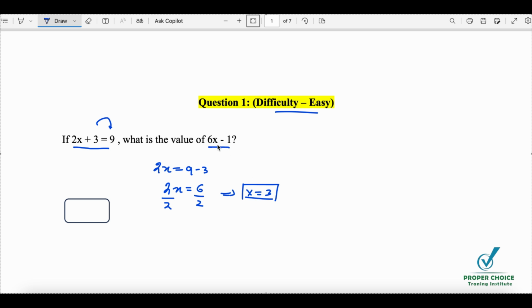Now the question asked us what is the value of 6x minus 1. Substitute x as 3 here. It becomes 6 times 3 minus 1. 6 times 3 is 18, and 18 minus 1 is 17. So the result of this one is equal to 17. So that's how we get the answer here.